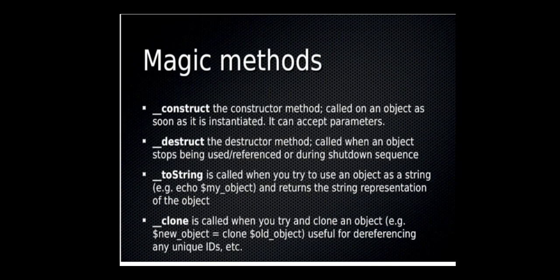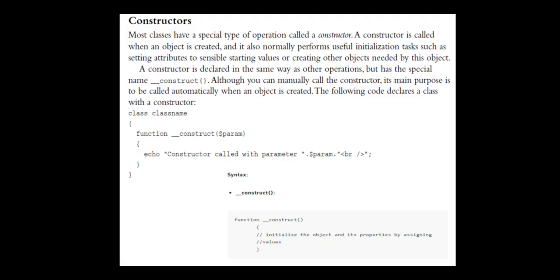Then we have clone. Clone is called when you try to clone an object, for example $new_object equals clone $old_object, useful for dereferencing any unique IDs. If you have specified any unique ID, then we can reject that particular condition. So we are using the clone method.